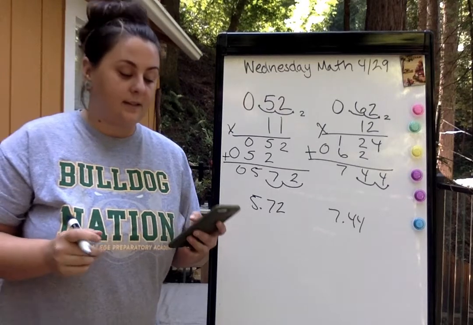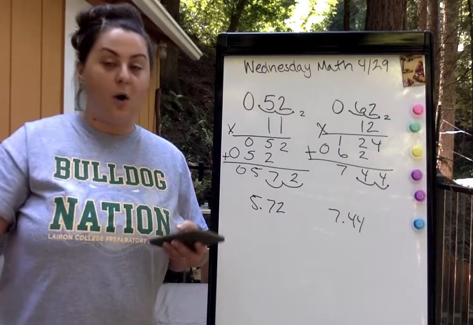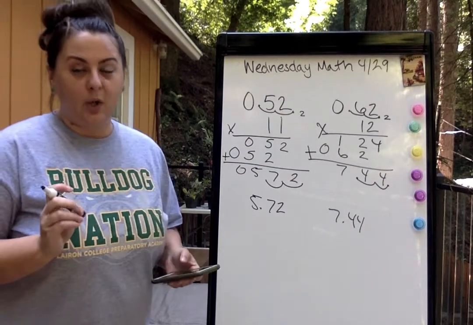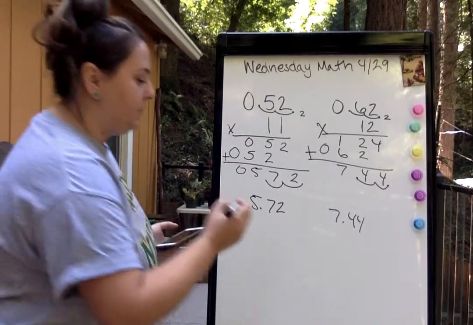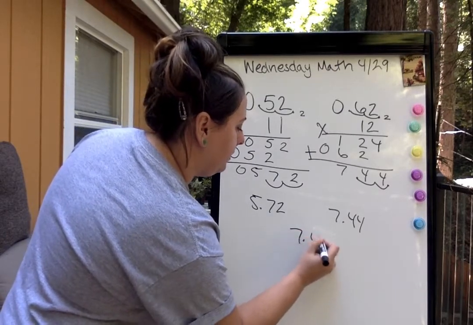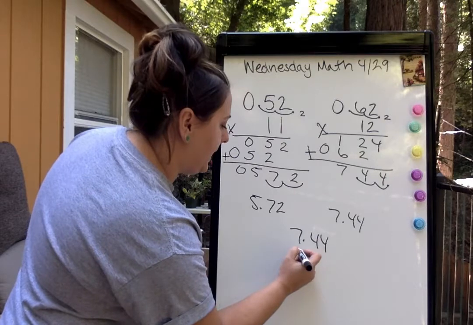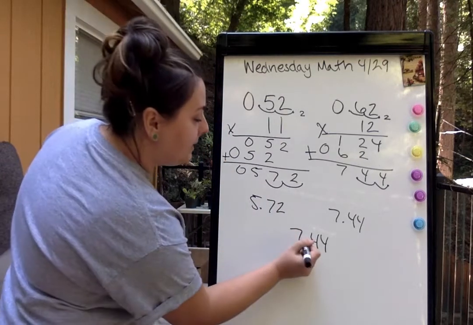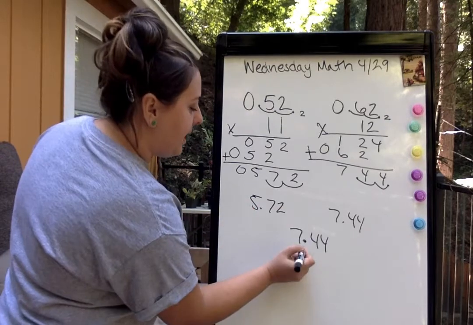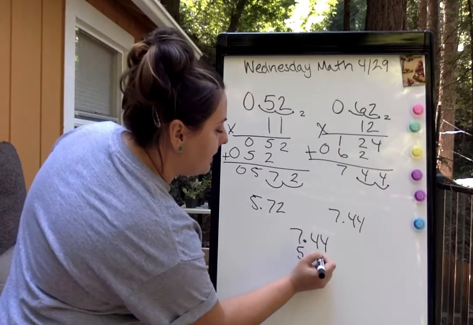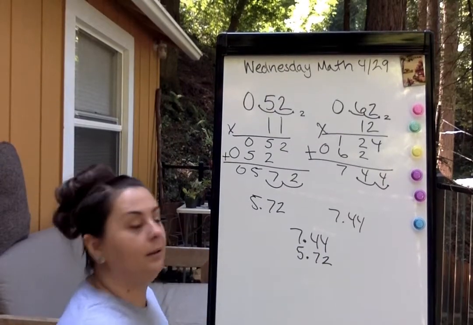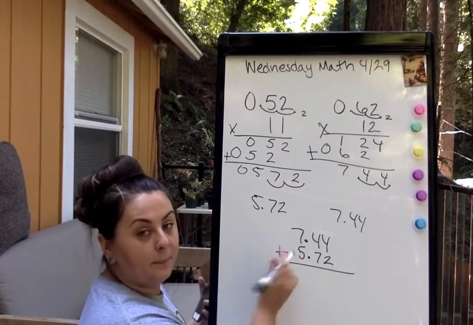But our question asks, how much did he spend on all the cookies altogether? Which tells us that altogether means we're going to add. So we're going to take 7.44 and we're going to add. Now remember, when you're adding, you need to line up these decimal points. So put your decimal point, and then you've got 5.72. Okay? I'm going to come down here a little. So we're going to add these up.